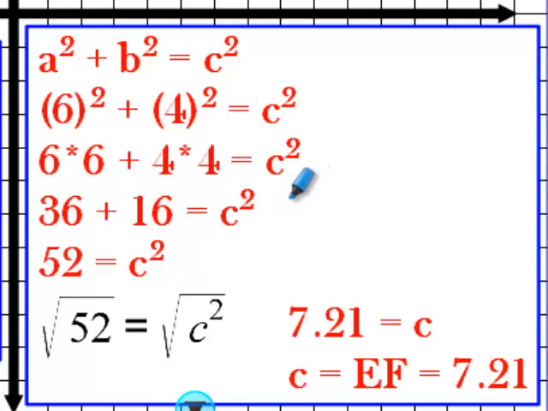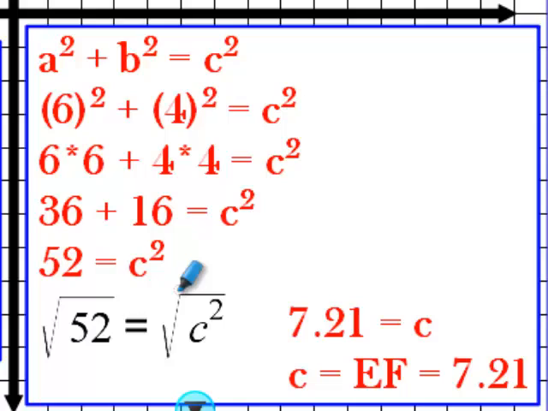Okay, so our next line, what I can do is take 6 times 6. We know 6 times 6 is 36, and 4 times 4 is 16. So I have just these two like terms here now, and it still equals C squared. Since 36 plus 16 are like terms, I can add them together. And when I add them together, I get 52. So 52 equals C squared.